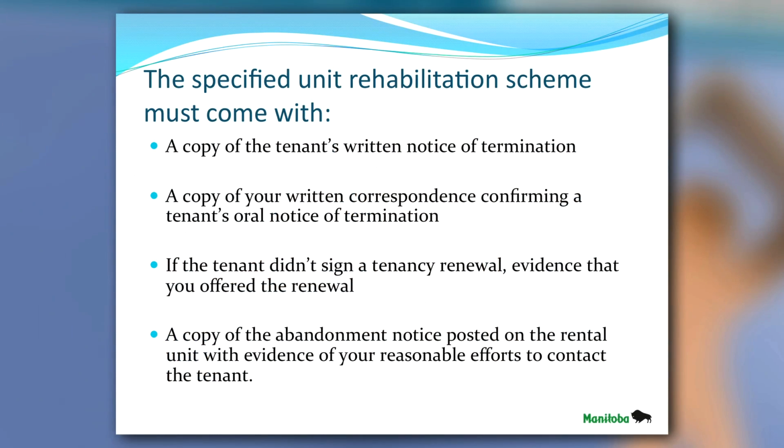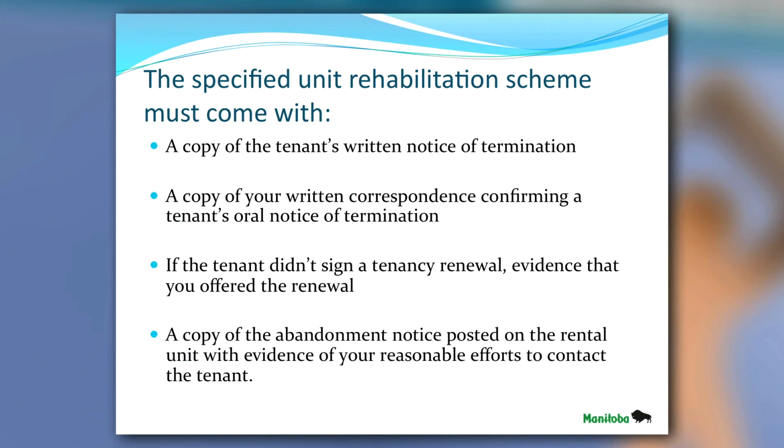The specific unit rehab scheme application must come with a tenant's written notice of termination. So there's your written voluntary vacate notice by the tenant. A copy of your written correspondence confirming a tenant's oral notice of termination. So if instead of them giving you written notice, they tell you verbally, you're going to confirm in writing to them.